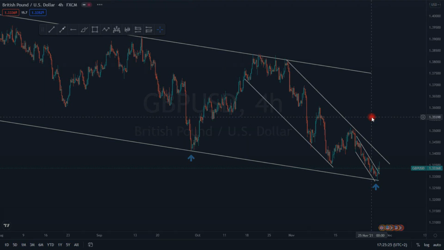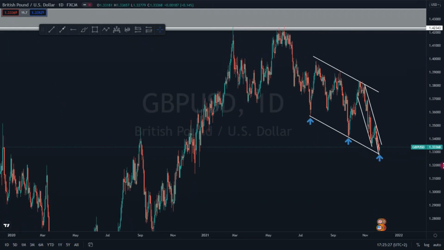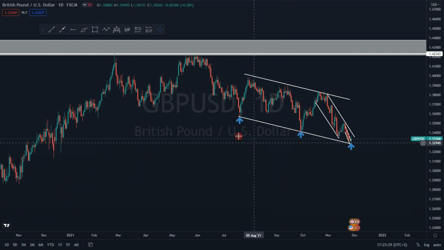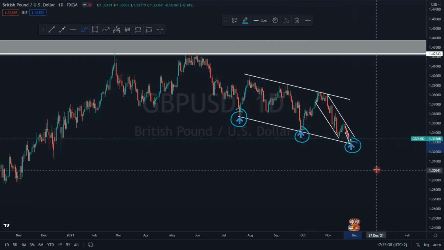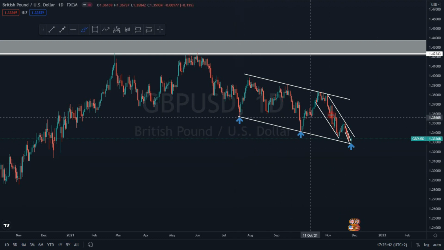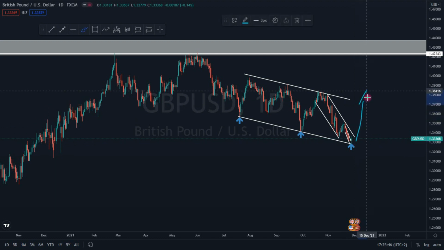So let us go to a daily time frame. On a daily time frame, this is what we had. We discussed this move right here. We had this touch, we had this touch, and now this is the third touch that we are having right there. From there we had this channel right here. We are expecting to see the market now going back up just like that.